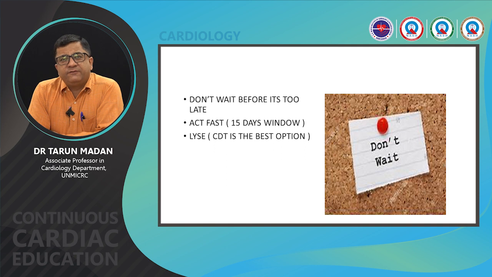So don't wait before it's too late. We have to act fast. 15 days is the window period, and CDT is the best option. So always lyse if there is no other contraindication. If there is a low platelet count, then without lysis, pharmaco, means only mechanical thrombectomy, is good enough to treat these patients. Thank you so much.